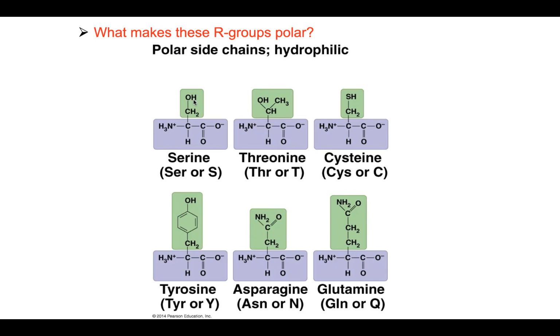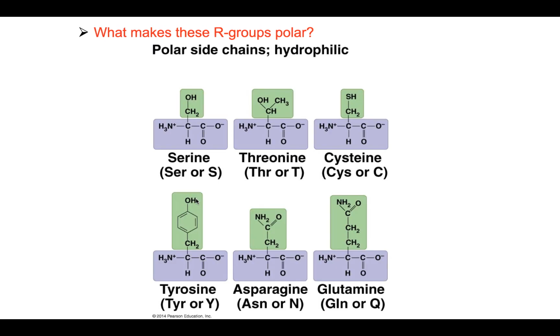Aha, an oxygen and a hydrogen. We know we've got some polarity there. Partial negative charge on that oxygen, partial positive charge on that hydrogen. Another hydroxyl group there. Here's a sulfhydryl group. Here's another hydroxyl group. So it's fairly easy to look at those R groups and say, yeah, those are polar.